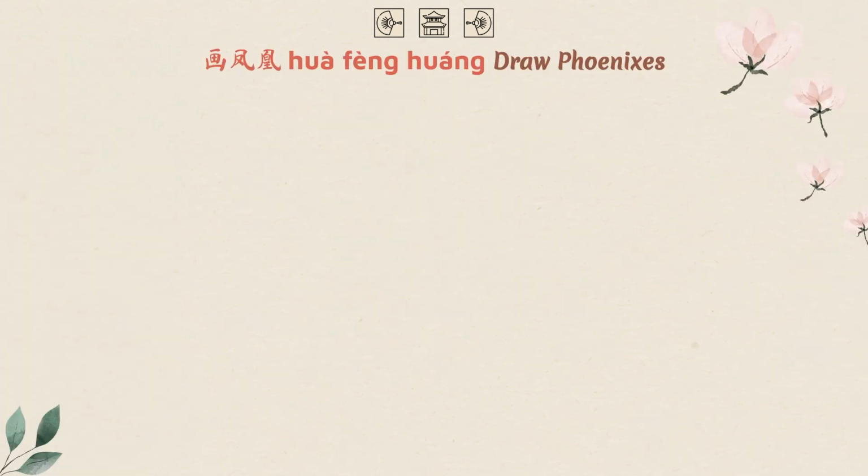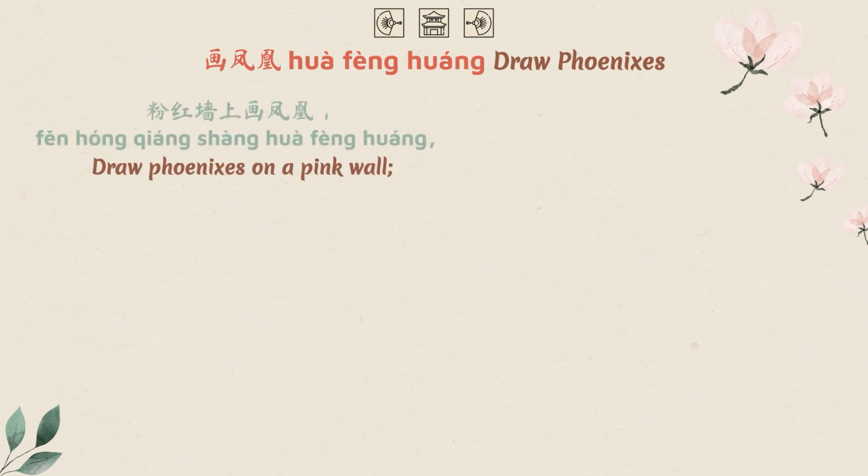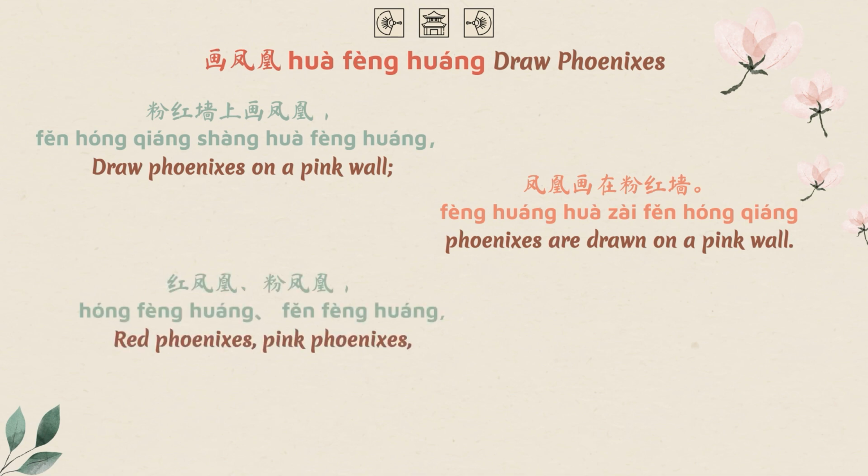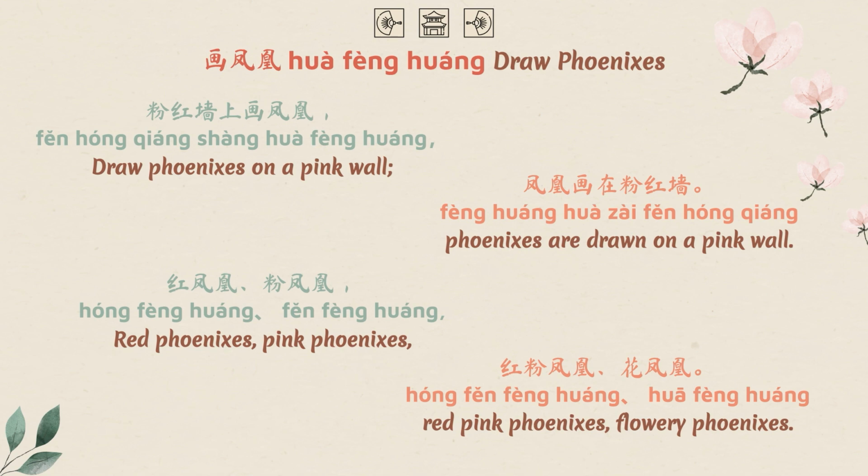So the next one is a little bit long and it has a title. 画凤凰. That means to draw phoenixes. So let's just look at the whole thing together before we break each line down. The first line goes, 粉红墙上画凤凰. 凤凰画在粉红墙. 红凤凰，粉凤凰，红粉凤凰，花凤凰. So you might have noticed that this one also has a lot of F and H sounds, so we're practicing these consonants as well.